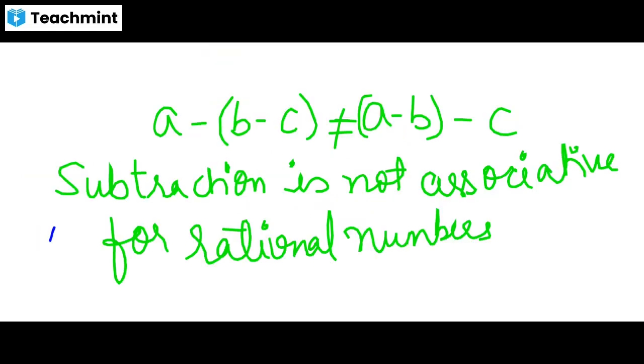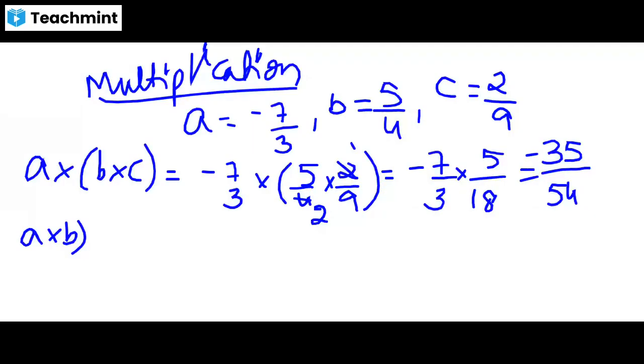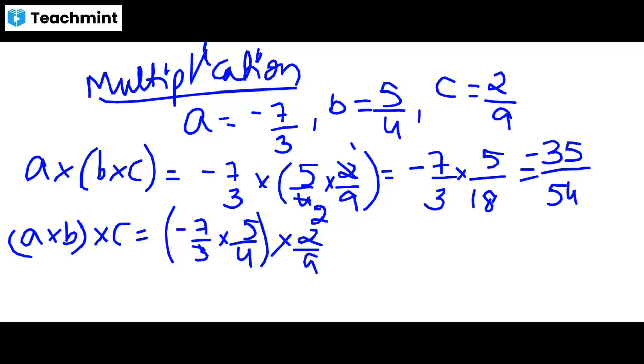Now check with A into B into C. Here first you are going to multiply -7/3 into 5/4, then the result that you should multiply with 2/9. So what you get? 7 5s are 35, divided by 3 4s are 12, and that result you are going to multiply with 2/9. How will you simplify this? -35/12 into 2/9.